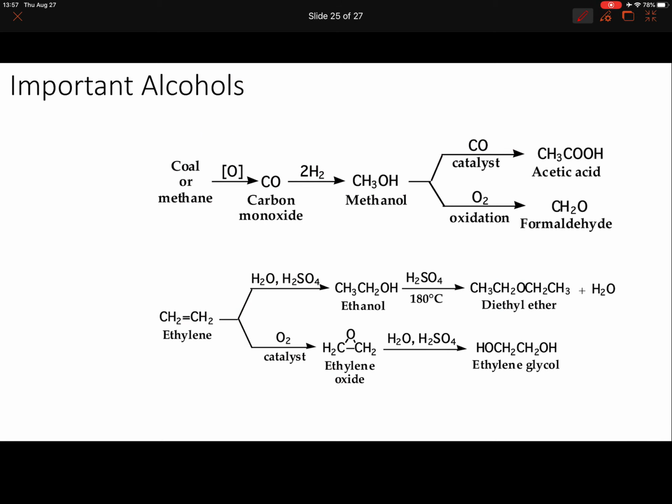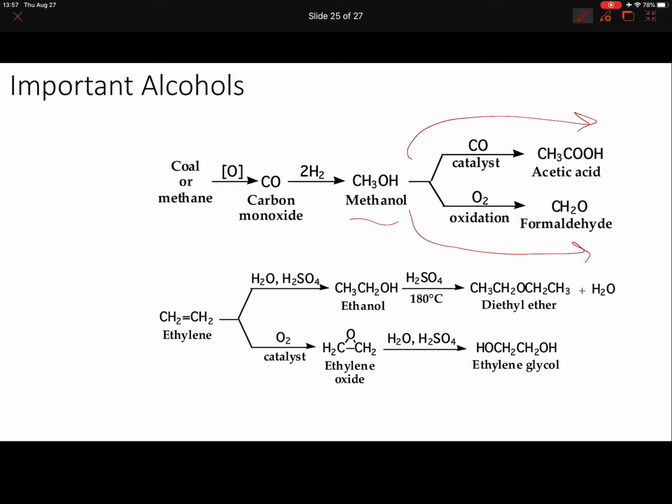Let's talk about some important alcohols before I let you guys go. Coal or methane, right? We can take coal or methane and oxidize it into carbon monoxide. We react it with hydrogen gas to make methanol. From methanol, we can make acetic acid, we can make formaldehyde. These are important. Acetic acid is useful in all kinds of things. We use it in food, we use it in the lab. Formaldehyde has its uses too for storing biological samples. These can be easily made.